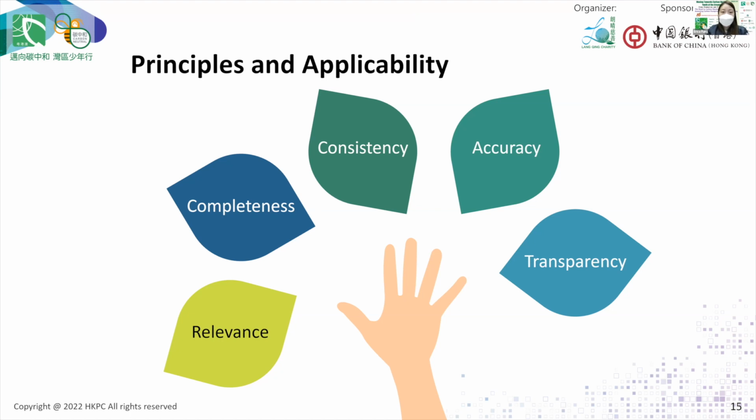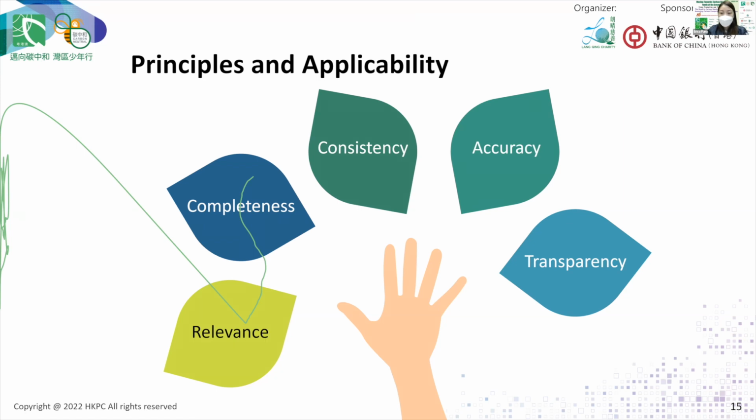The third one is consistency. The reporting entity should adopt consistent methodologies so that information can be compared, including the trends of emissions over time. If there are any changes to the boundary, information or data, we should keep the whole practice consistent.